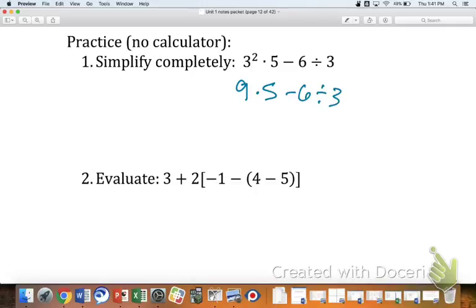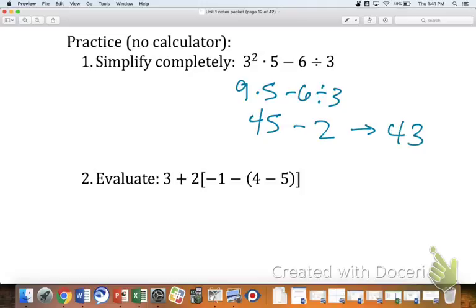So now we've taken care of the parentheses. There were none. Took care of the exponents. Now we're down to multiplication and division. So we're going to go 9 times 5, 45, minus 6 divided by 3, 2. 45 minus 2 is 43. So our final value there would be 43. So again, please look at your work, look at my work, compare, make sure we agree, make sure you don't have any questions, because if you do, I want you to say something. Anything at all? Okay, keep working on number 2.